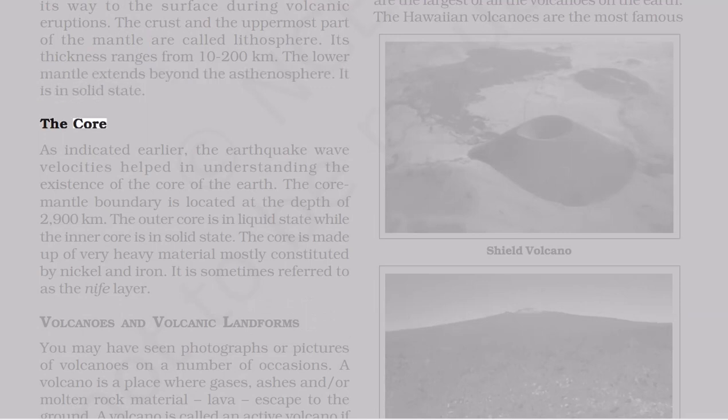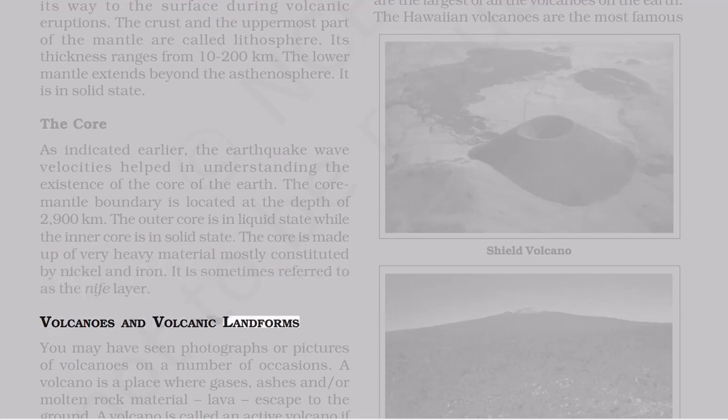The core. As indicated earlier, the earthquake wave velocities helped in understanding the existence of the core of the Earth. The core-mantle boundary is located at the depth of 2,900 kilometers. The outer core is in liquid state, while the inner core is in solid state. The core is made up of very heavy material mostly constituted by nickel and iron. It is sometimes referred to as the NiFe layer.